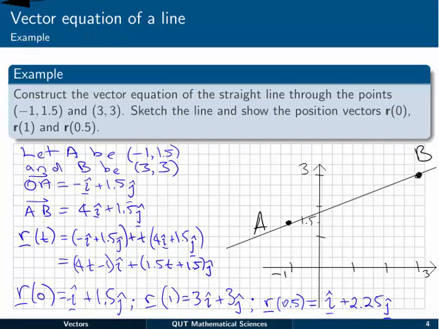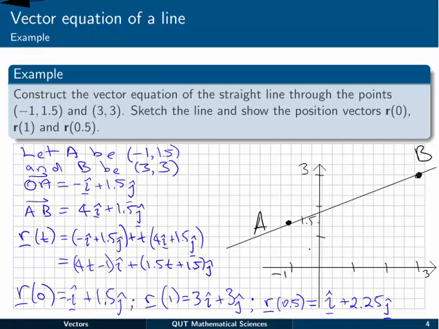You can see the sketch of the line already drawn in black. We can do that without this vector equation. But now we can also plot on there these position vectors, r of 0, r of 1, and r of 0.5 to check that we've got everything okay. Now r of 0 should simply be from origin to A, and we can see that we've moved back 1 in the i direction and up 1.5 in the j direction. And so that one's correct.